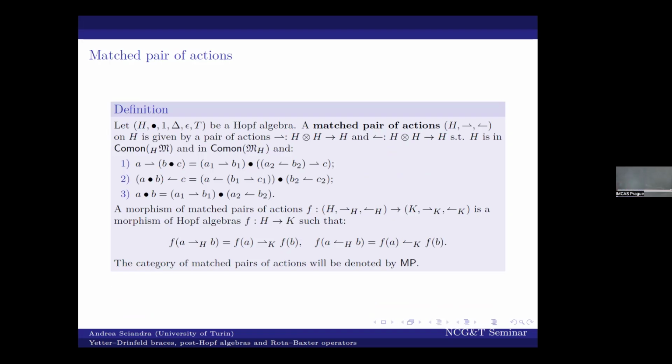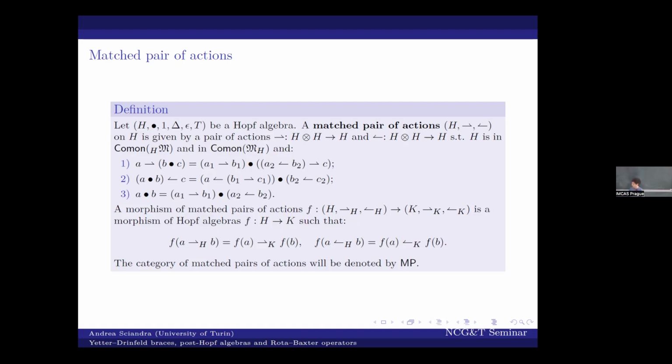So the first one just tells you how an element acts on a product. And the second one, how the right action acts on a product. While the third one is exactly a braided commutativity condition, as we will see before. So the product of two elements is just given by this product here, where we use the left and the right action. And a morphism of matched pairs of actions is just a morphism of the underlying algebras compatible with the actions in this way here.